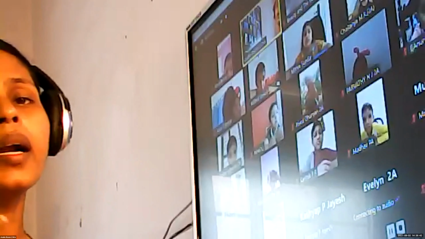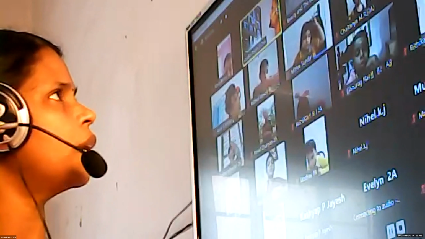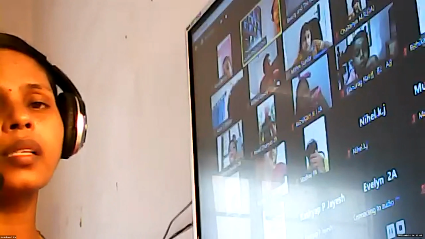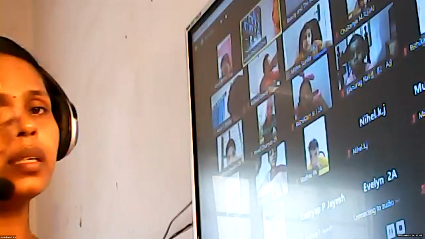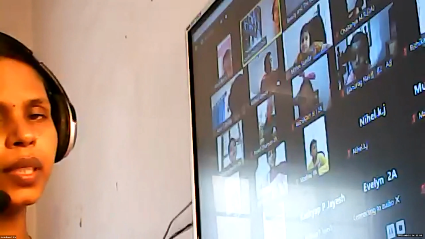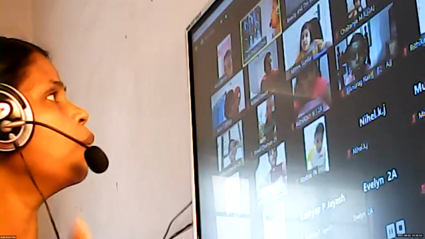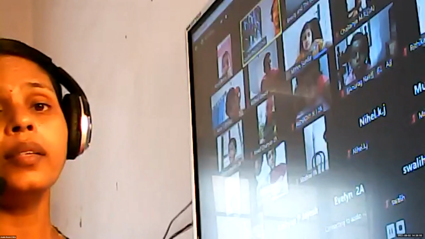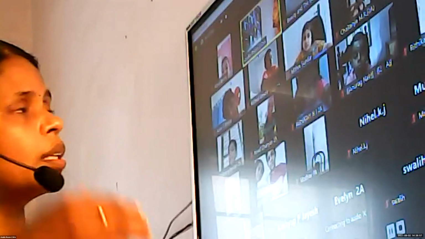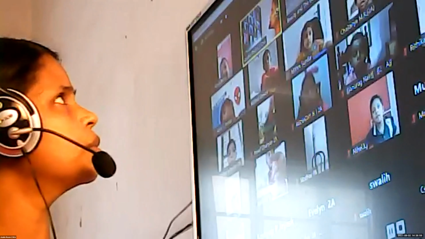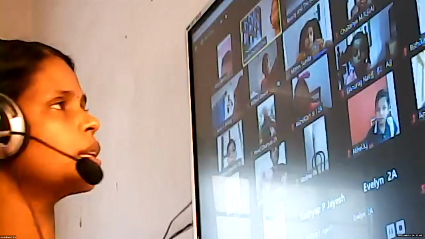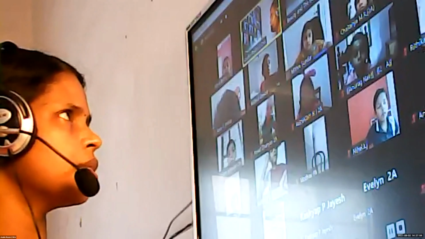Okay. Cardinal numbers means counting numbers. Cardinal numbers tell how many of something. 1, 2, 3, 4, the counting numbers. 1, 2, 3, 4, 5, 6. These are the examples for cardinal numbers.